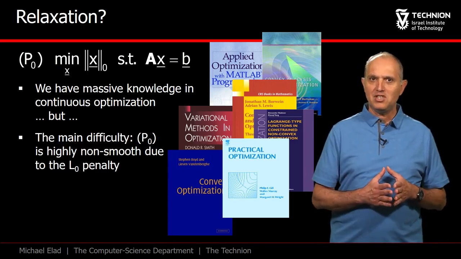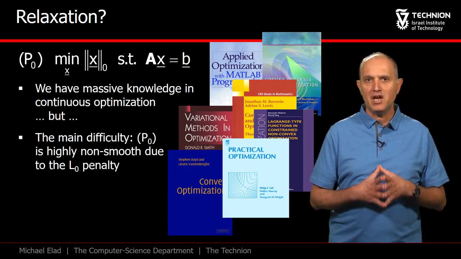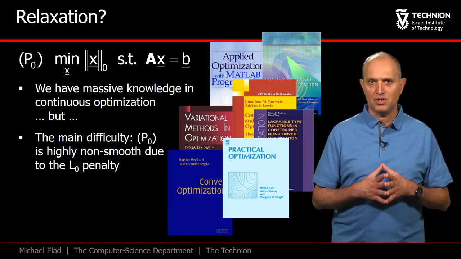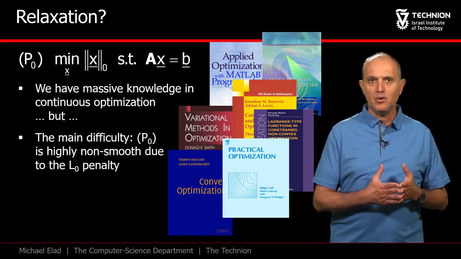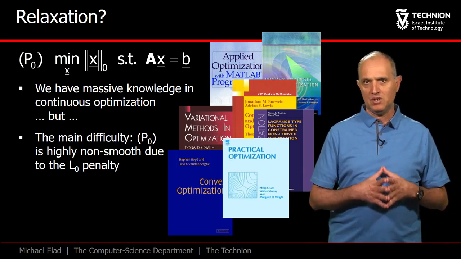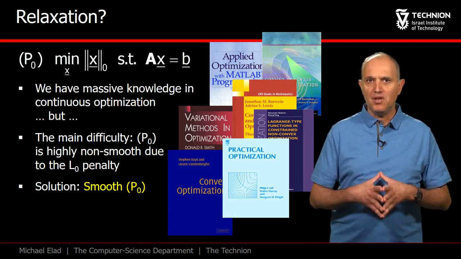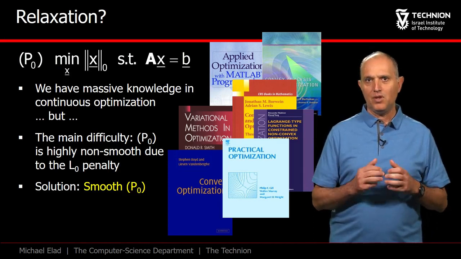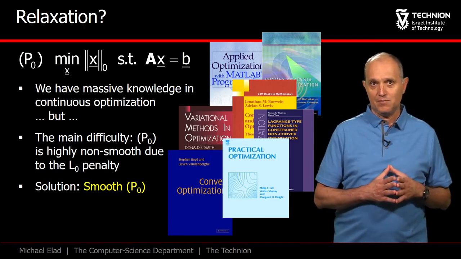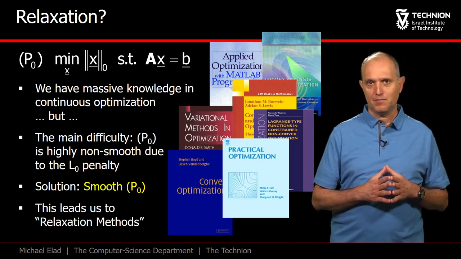Well, this is not as easy as it may sound. P0 is a very challenging optimization problem since the L0 is a highly non-smooth function. This implies that P0 has many local minima points, and most of these are of no interest to us. What can we do? The answer is smoothing the L0 term, with the hope to simplify the problem while preserving its essence. This brings us to the family of relaxation algorithms.